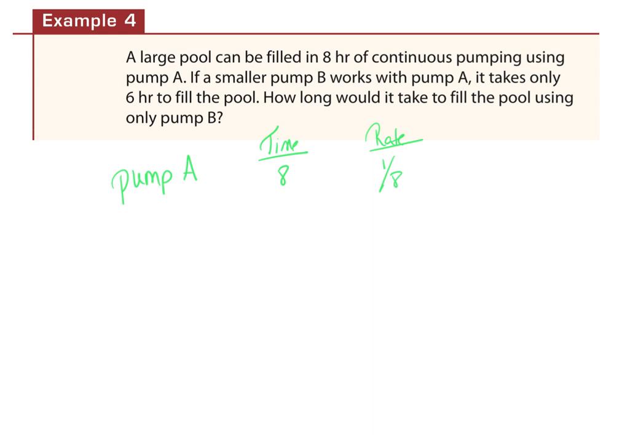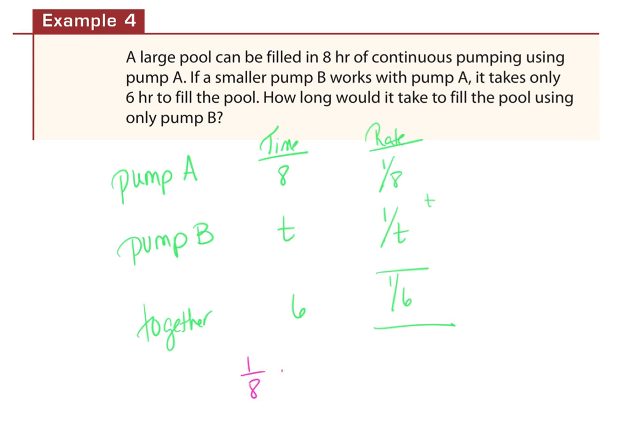That makes sense, right? If it takes 8 hours to fill the whole thing, then your hourly rate is 1/8. Pump B, we actually don't know how much time it takes by itself. We do know its hourly rate would be 1/T, whatever that time is. We also know what happens when we do it together. Together, the pumps do it in 6 hours, so their together rate is 1/6, which means their hourly rates should also add up, by the way. So we can actually just add that column and solve for our variable. While it looks crazy, it's really not that bad of a problem. 1/8 plus 1/T equals 1/6.